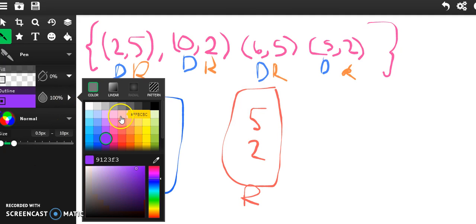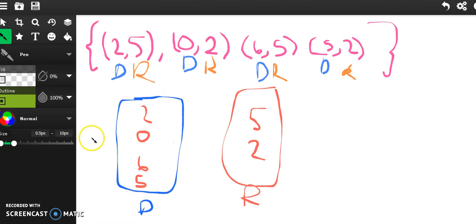Pair them pink. Or I'll just pair them with green. Okay, so 2 and 5. Let's map them. We have 0 and 2, 6 and 5, and 5 and 2. Now many of you might say, well, it's not a function because, look at it. The range is paired with 2 domain values.